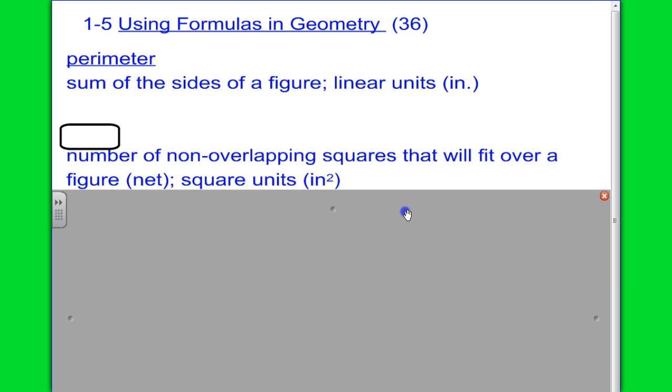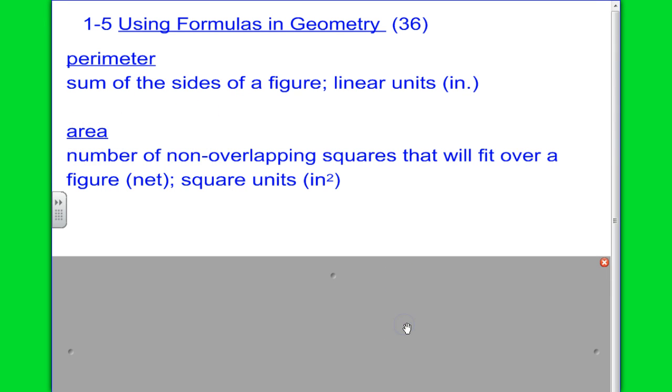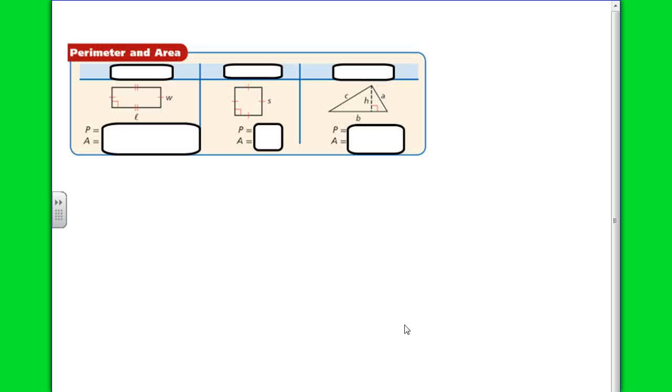So what is it called when you're measuring something and you're finding the number of non-overlapping squares that will fit there? Area. Good. So whenever you find area, imagine you're laying squares across this thing. How many of the squares would fit? So here's our little formula box. And so we're looking at how to find the perimeter and area of these different shapes.